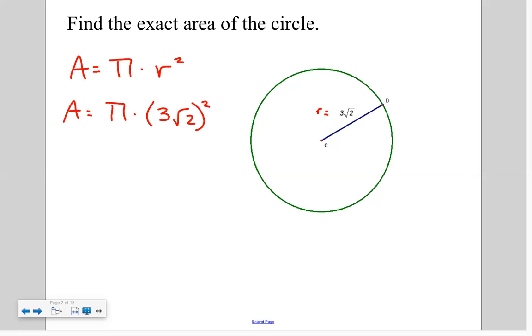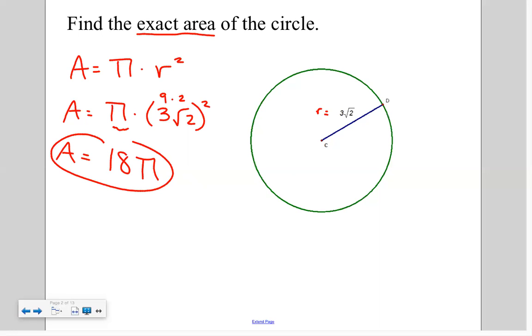Now, if they're asking us to find the area of the circle and round to the nearest tenth, then I would plug this in your calculator and round it to the nearest tenth. But they're saying find the exact area. So I'm going to leave pi alone, figure out what 3 radical 2 squared is, and put that number in front of pi. We could do this in our head, or you could plug it in the calculator. Just make sure if you use a calculator, you put it in parentheses. 3 squared is 9. Radical 2 squared is 2. And 9 times 2 is 18. That's our exact answer, 18 pi.